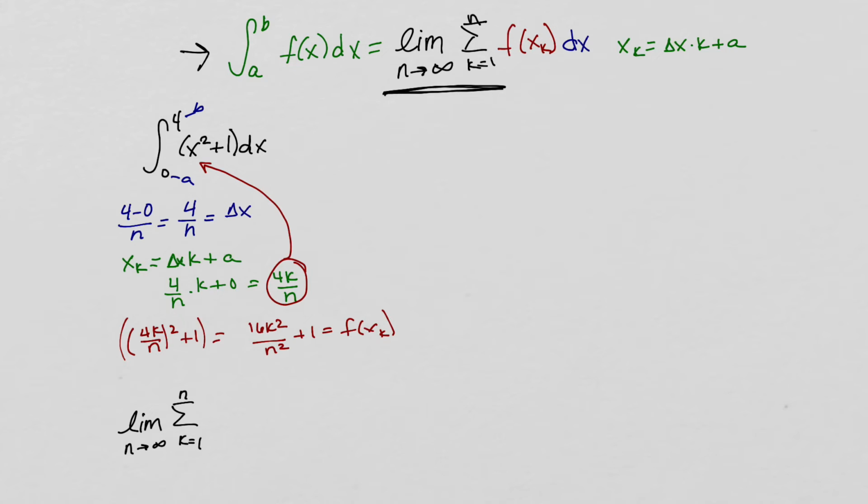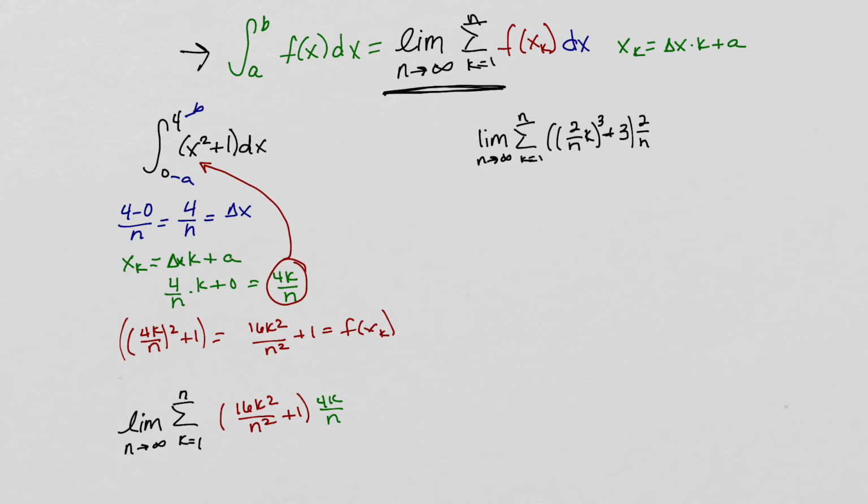So if we plug all of that in, we're going to get 16k squared over n squared plus 1, and then our delta x, which is 4 over n. And that would be our solution for the first problem.